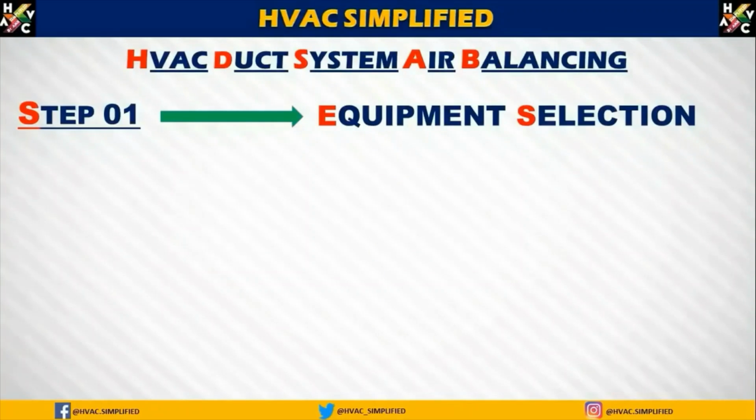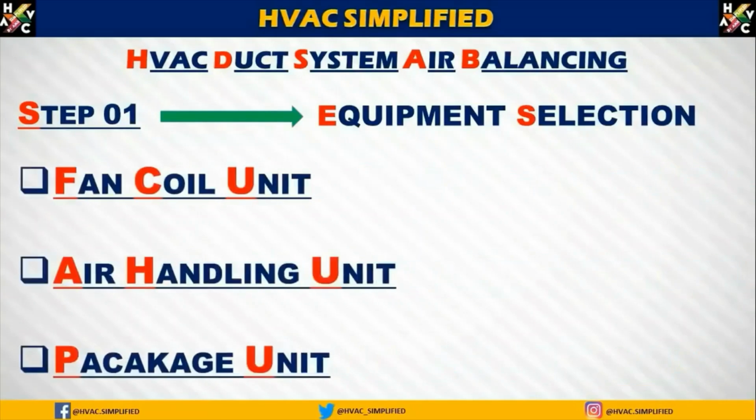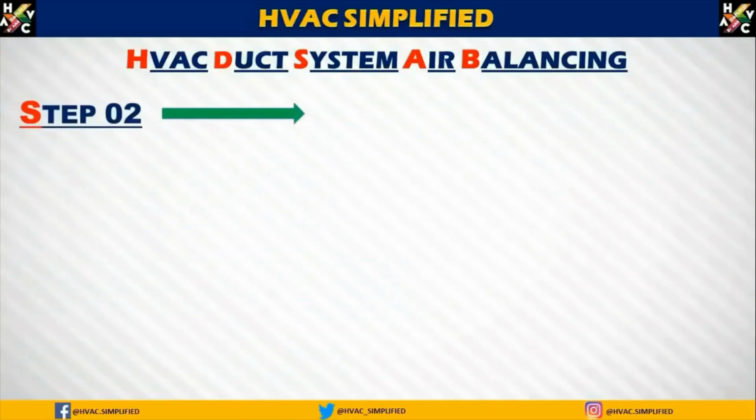Step 1 is equipment selection. The first important thing required for any HVAC system is to get the equipment selected, which means what type of equipment will be required for a particular project. For example, fan coil units, air handling unit or package unit. These are the three basic equipments which will be required for any selection.